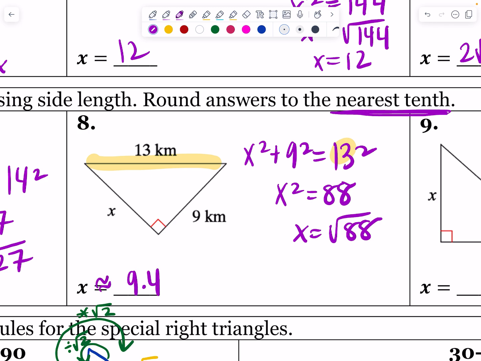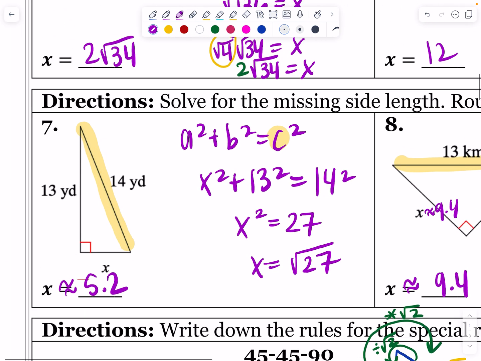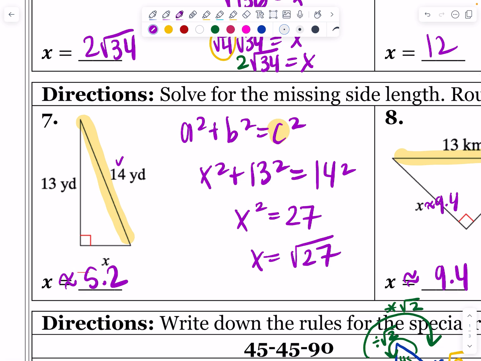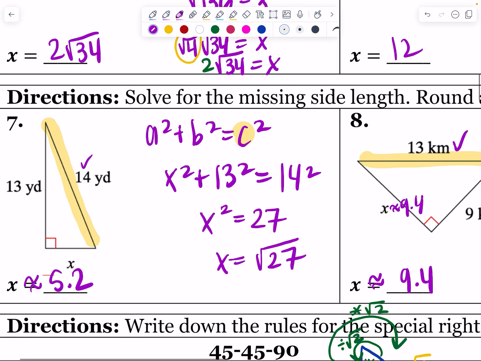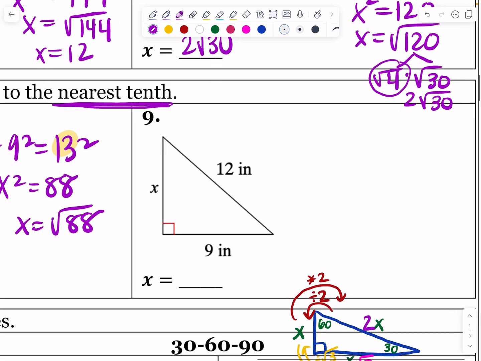Does that make sense as an answer? Is 9.4 in fact less than 13? Yes, it is. My last answer, 5.2, was less than 14 for the hypotenuse. So that made sense as an answer as well.